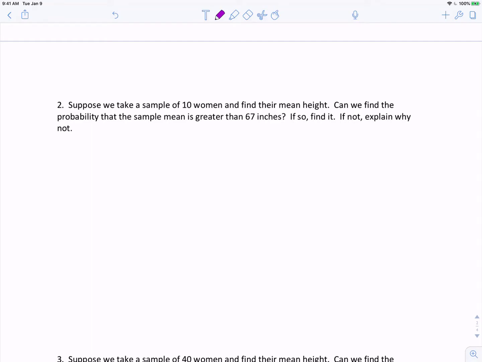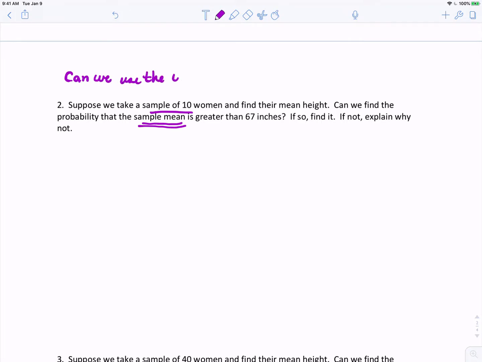Suppose we take a sample of 10 women and we find their mean height. Can we find the probability that the sample mean is greater than 67 inches? If so, find it. If not, explain why not. So here's a question involving a sample mean, and so the question is, can we use a CLT?